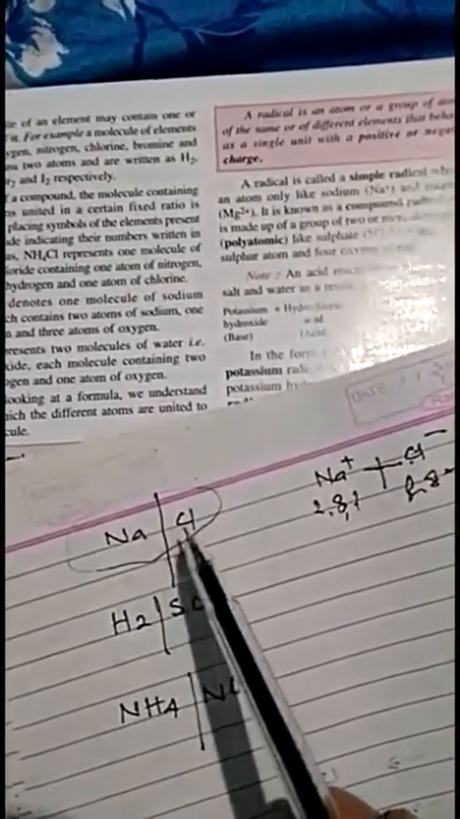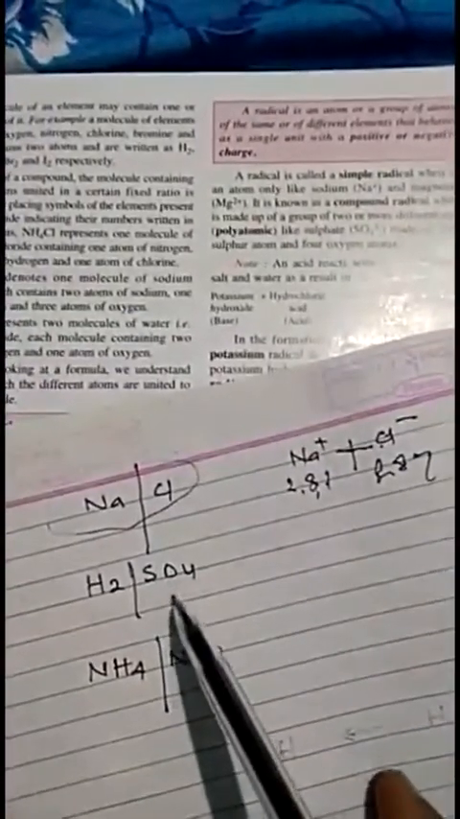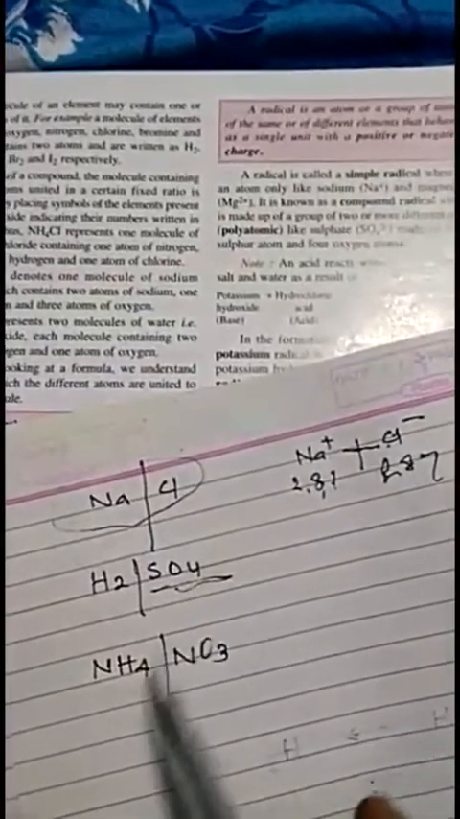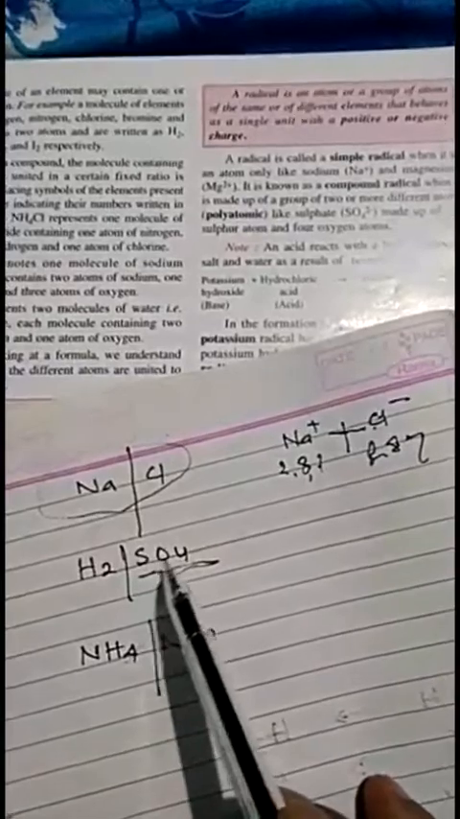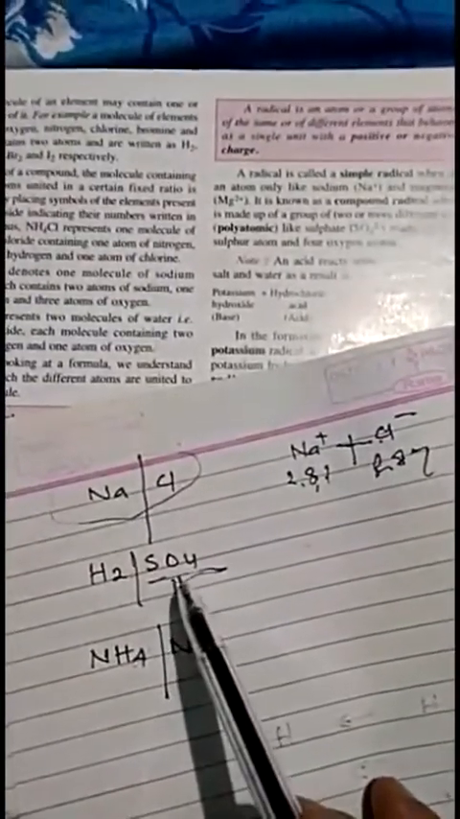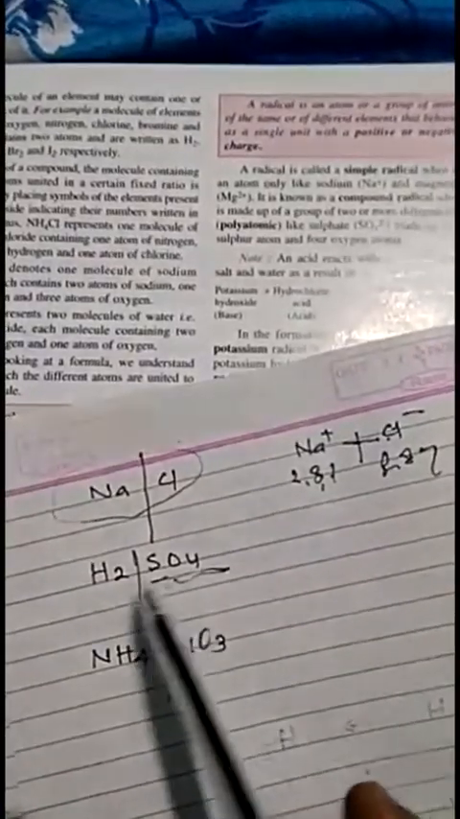Two parts means two radicals. One is your positive radical, another one is a negative radical. So these are called radicals. These radicals may be an atom or a group of atoms. Here hydrogen is a positive ion, but SO4, sulfate, is a negative ion or negative radical.